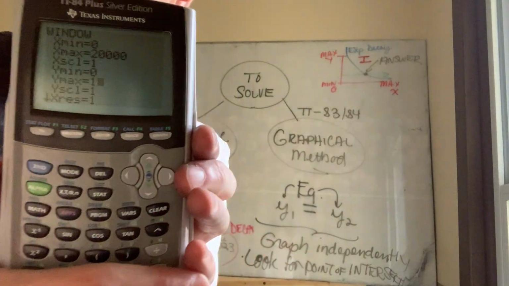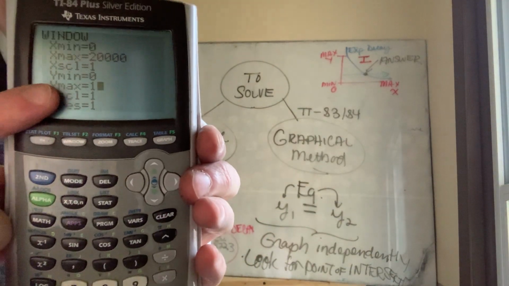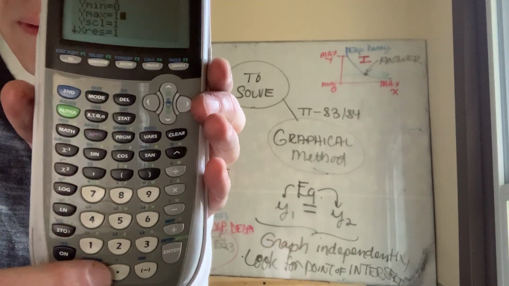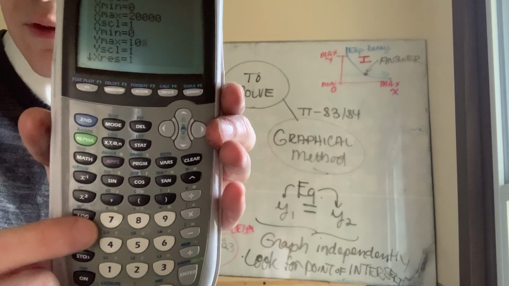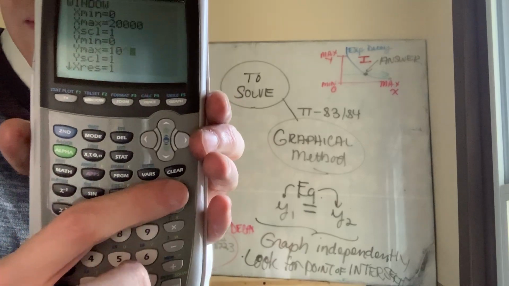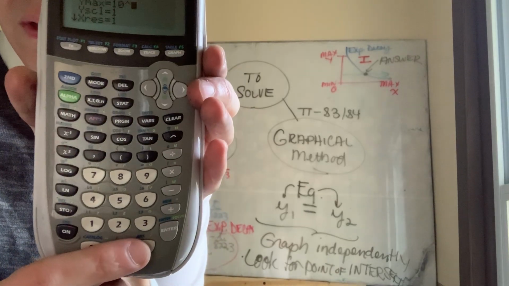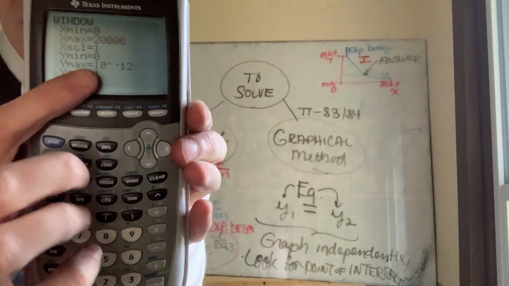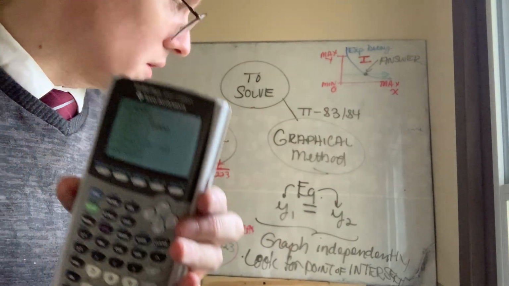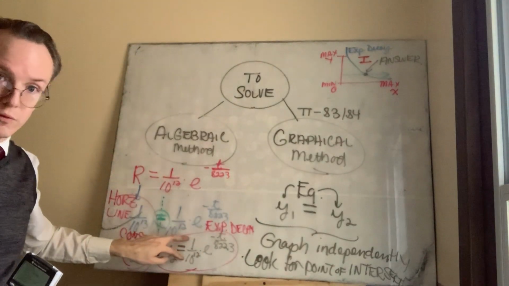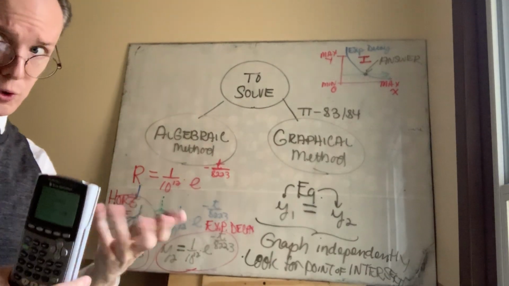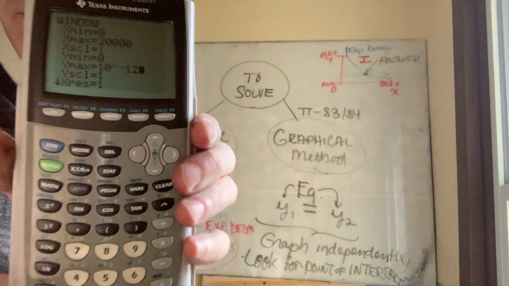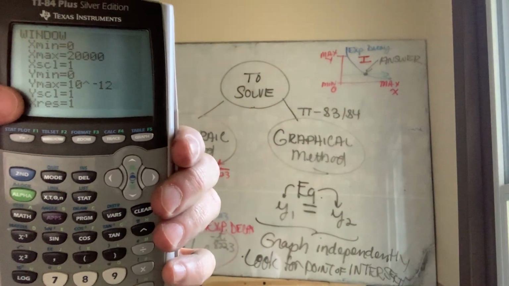So what I'm going to enter here for the y maximum is 10 to the, we'll make it negative 12th. And if I have to go back and tinker with it, I will. 10 to the negative 12th, all right? Because it's 1 over 10 to the 12th. I'm just using negative exponents to represent the fraction. You could enter a fraction if you want. Okay, I'm going to leave the scale alone.